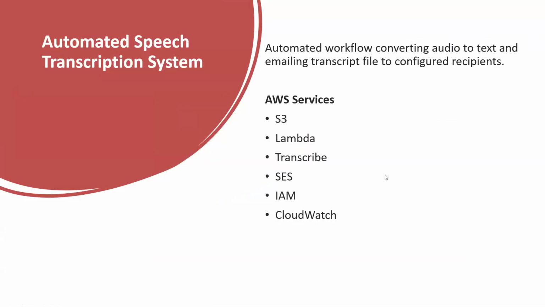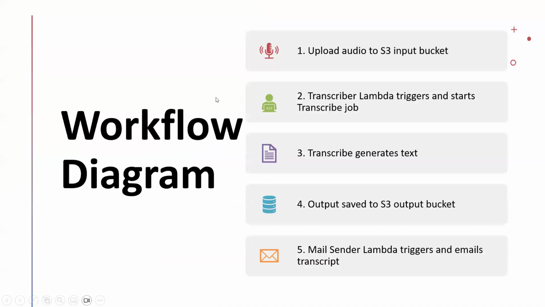So this is the presentation. We are doing the first team project, which is an automatic speech transcription system. The AWS services we are using are S3, Lambda, Transcribe, SES, IAM, and CloudWatch. So this is the workflow diagram. First we'll upload audio to the S3 bucket, and the transcriber Lambda will trigger and start the job, and we'll get the transcribed text, and the output will be saved in the output bucket, and we'll get the mail which is triggered by the mail Lambda.